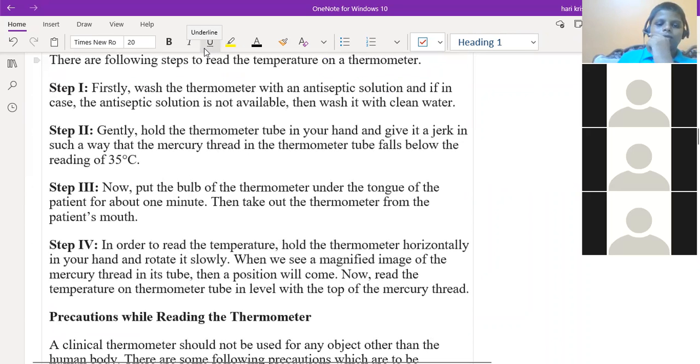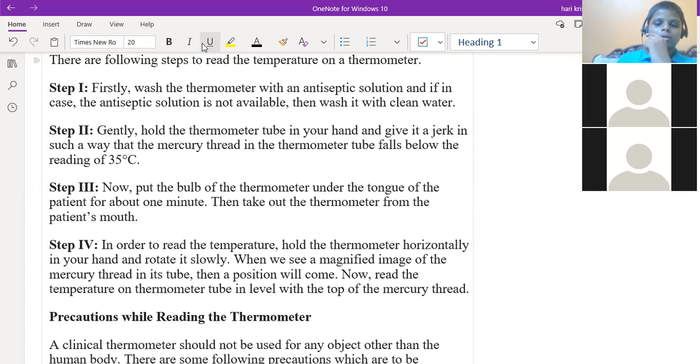Wash the thermometer with antiseptic lotion. And if in case the antiseptic lotion is not available, then wash it with clean water. Step 2. Gently hold the thermometer tube in your hand and give it a jerk in such a way that the thread in the thermometer tube falls below the reading of 35 degrees Celsius. Now put the bulb of the thermometer under the tongue of the patient for about 1 minute. Then take out the thermometer.